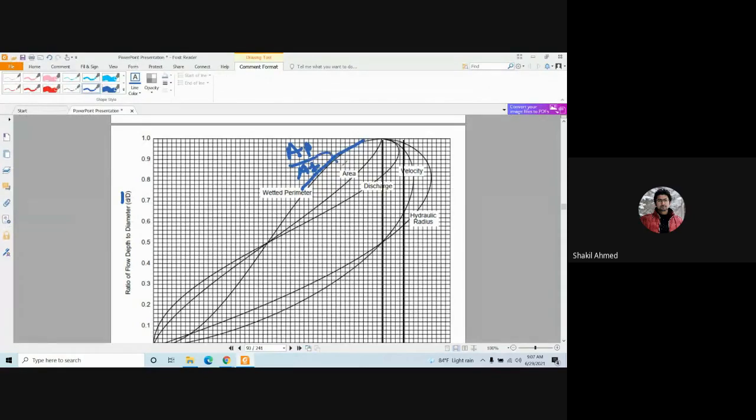Sorry, this is for this area. This is area partial divided by area full. This is the wetted perimeter, so P partial divided by P full. Discharge, Q partial divided by Q full, or small q by capital Q, same thing. Velocity same. Hydraulic radius same.